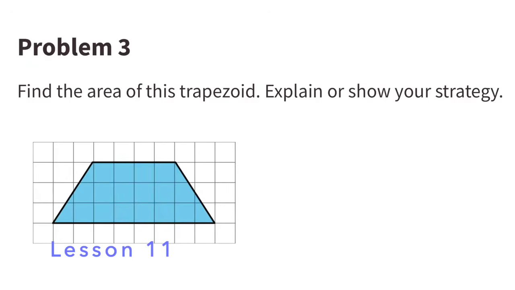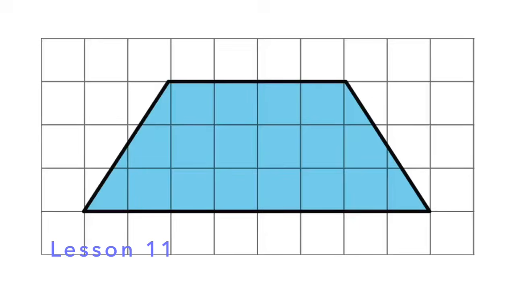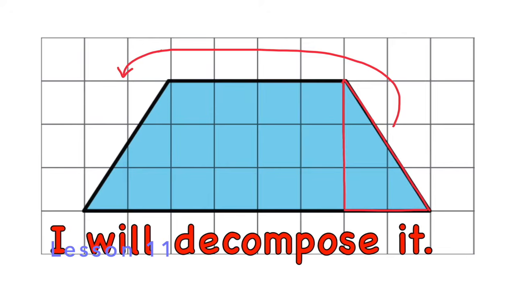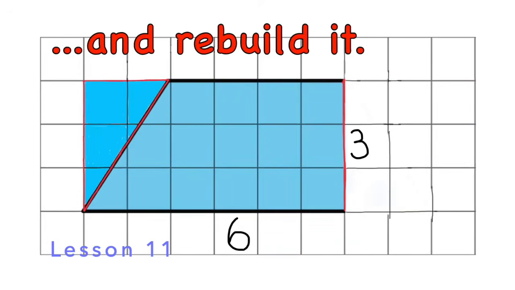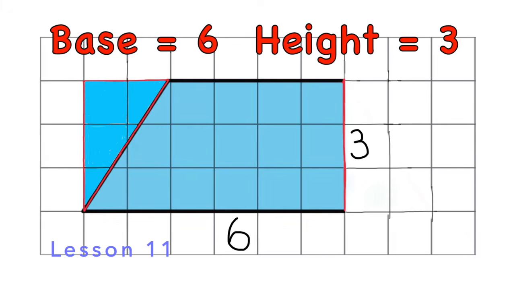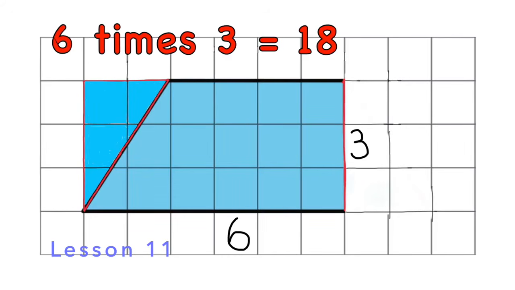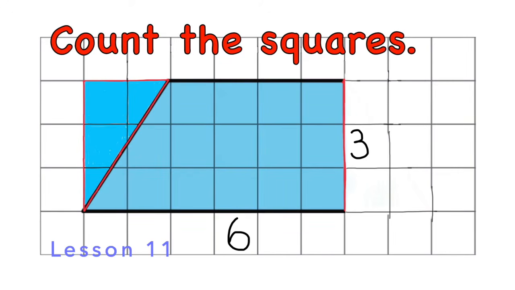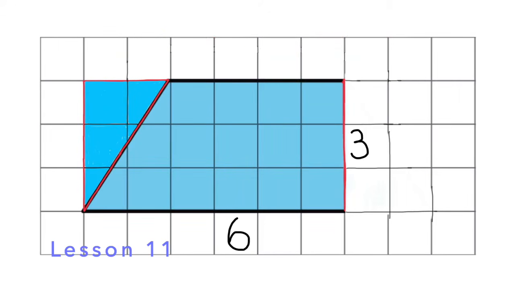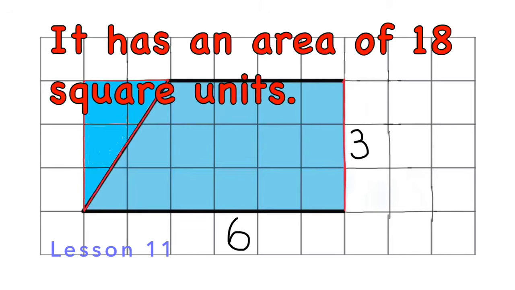Number 3. Find the area of this trapezoid. Explain or show your strategy. I will decompose it and rebuild it. Now it's a rectangle with a base of 6 and a height of 3. 6 times 3 equals 18. Count the squares. It has an area of 18 square units.